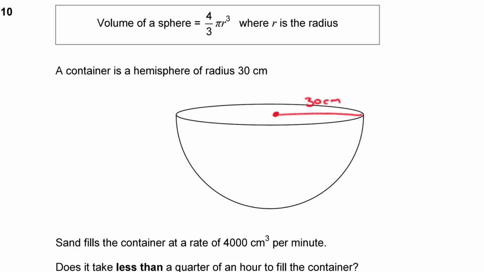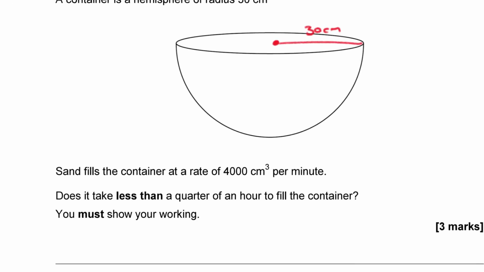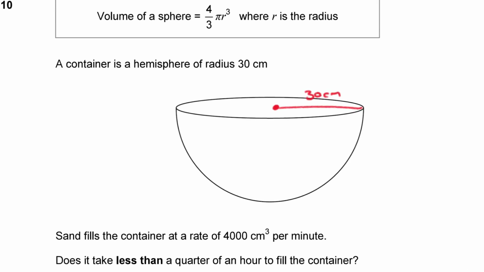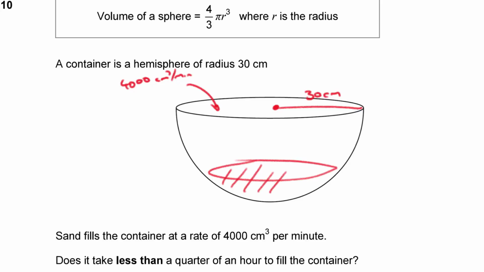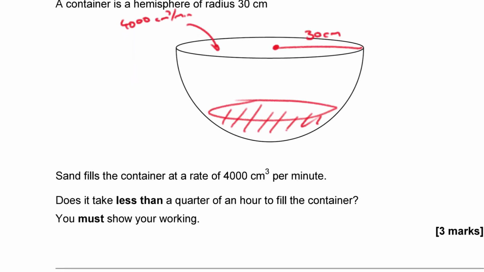Okay. Right, so sand fills the container at the rate of 4,000 cubic centimeters per minute. So I'm putting sand in at 4,000 centimeters cubed per minute. I suppose it's slowly filling up then, isn't it? So you're going to get sand appearing in the bottom here, slowly filling up. Right, so does it take less than a quarter of an hour to fill the container? You must show your working.